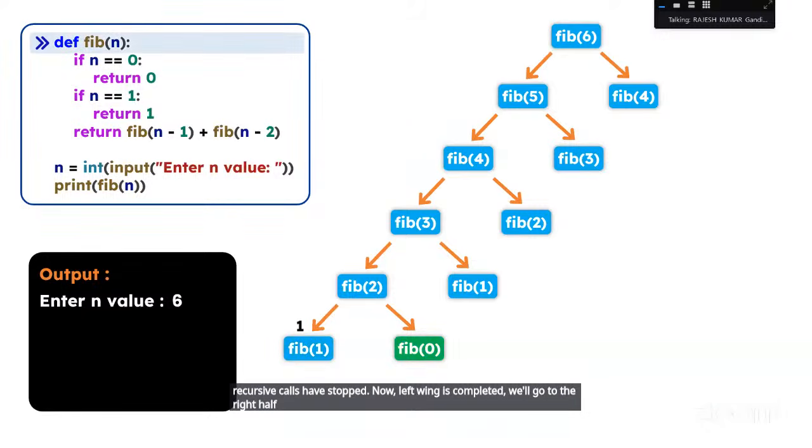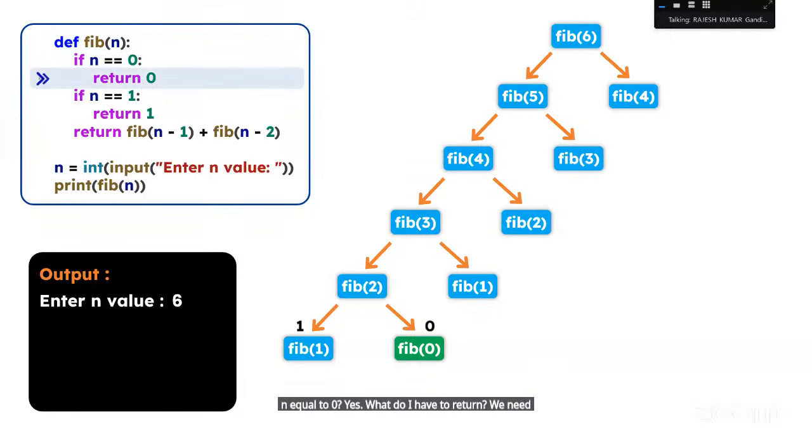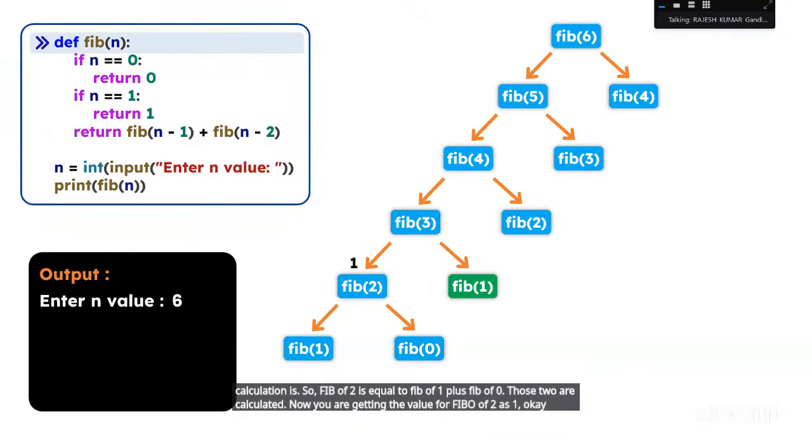So now coming to the right half, fib of 0. N equal to 0, yes. What do we have to return? We need to return 0. So return 0. Now if you add these two, these are all waiting, okay? Fib of 2, this calculation is: fib of 2 is equal to fib of 1 plus fib of 0. Those two are calculated. Now you are getting the value for fib of 2 as 1, okay? Fib of 2 is calculated.